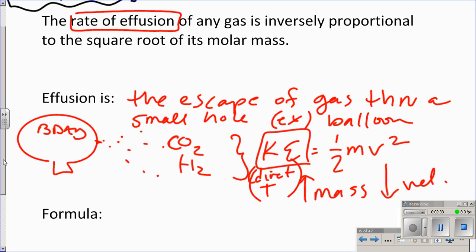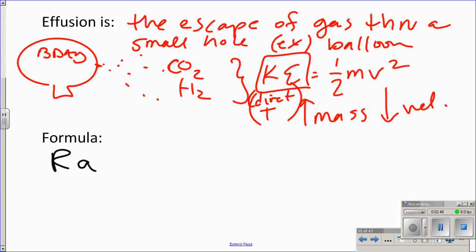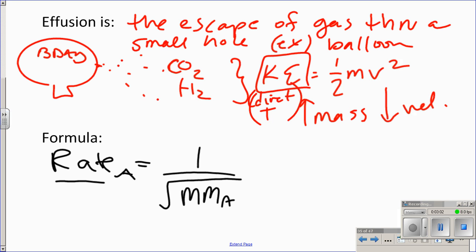Let's go back to Graham's law. So the rate of effusion of any gas is inversely proportional to the square root of its molar mass, right? So we've got a little bit more math in this one, but I'm going to write down the law below exactly as it's stated here. So the rate of any gas, I'm just going to call the gas A, is inversely proportional. If this is a numerator, then the inversely proportional part will be in the denominator. So inversely proportional to the molar mass of that gas. That's what the definition says.